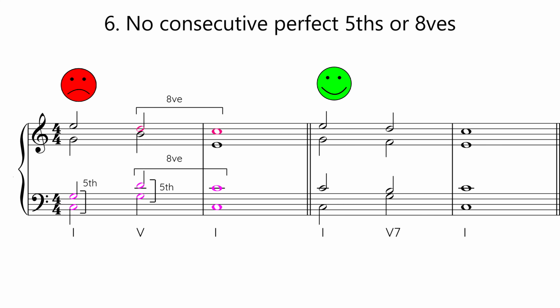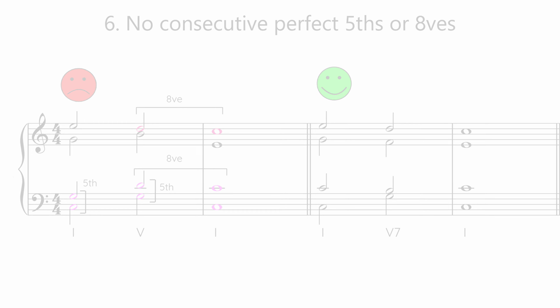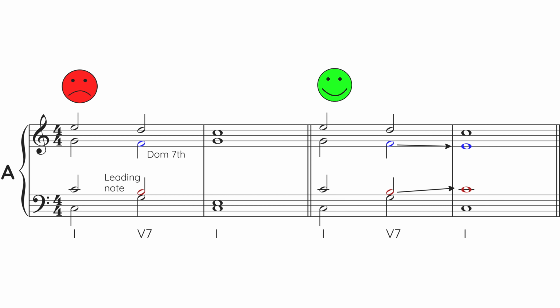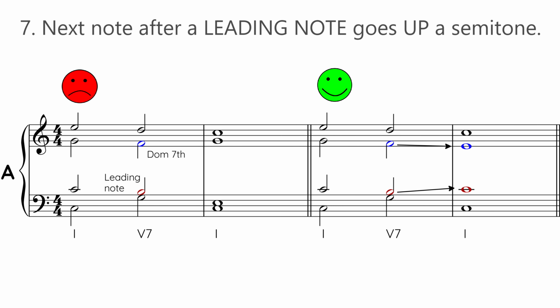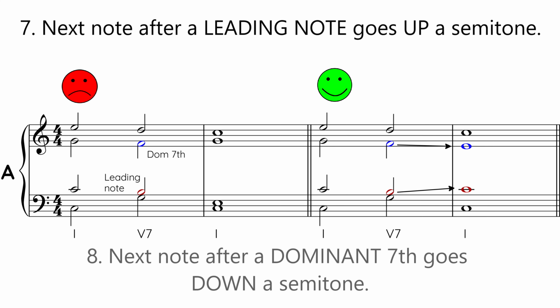And then look at the soprano part. There's a D dropping to a C, again highlighted in the pink colour. Look at the tenor note, that's a D as well, and then a C. Those are parallel octaves, also not allowed. And golden rules 7 and 8, the next note after a leading note has to go up a semitone, and the next note after a dominant seventh must go down a semitone.